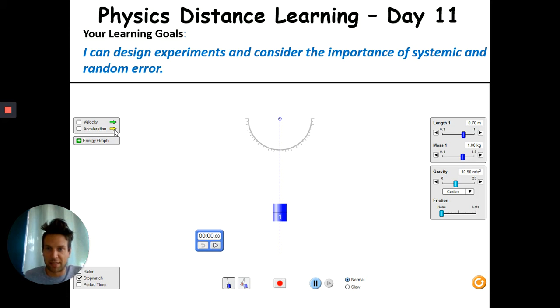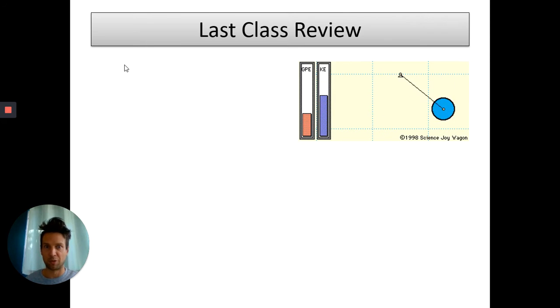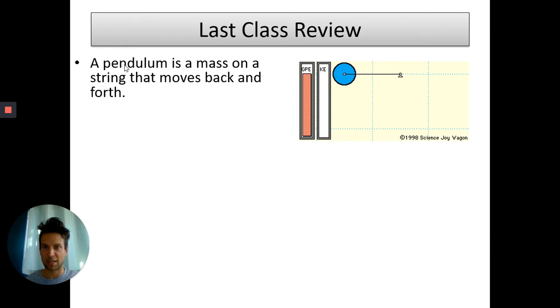Okay, so here we are in day 11. Today we are going to do a little bit of a review, but our goal here in blue is I can design experiments and consider the importance of systemic and random error. So I will go over the agenda soon, but first I want to do a little bit of last class review. So the last few classes we've been talking about these things called pendulums.